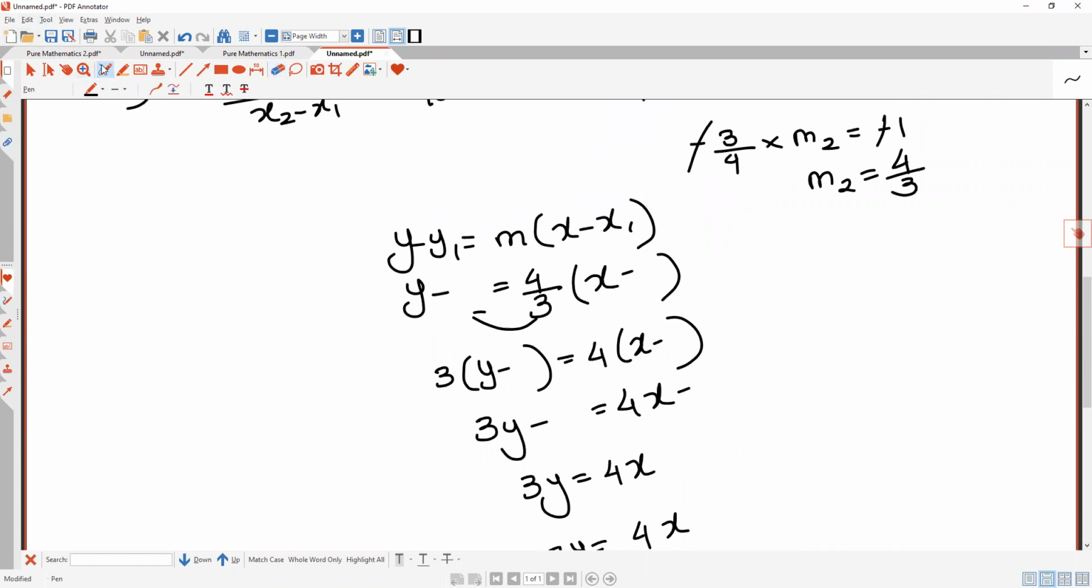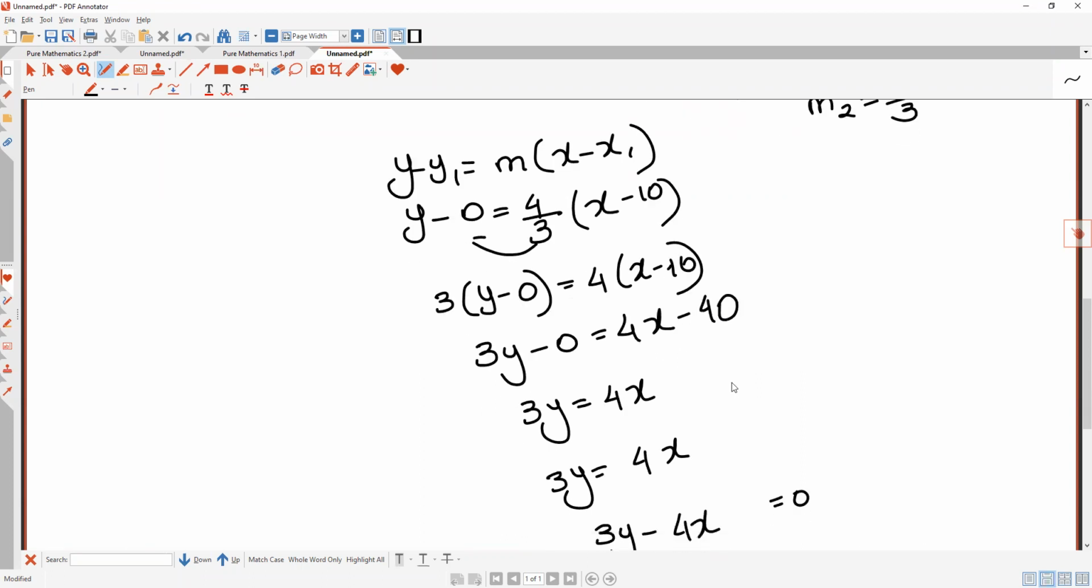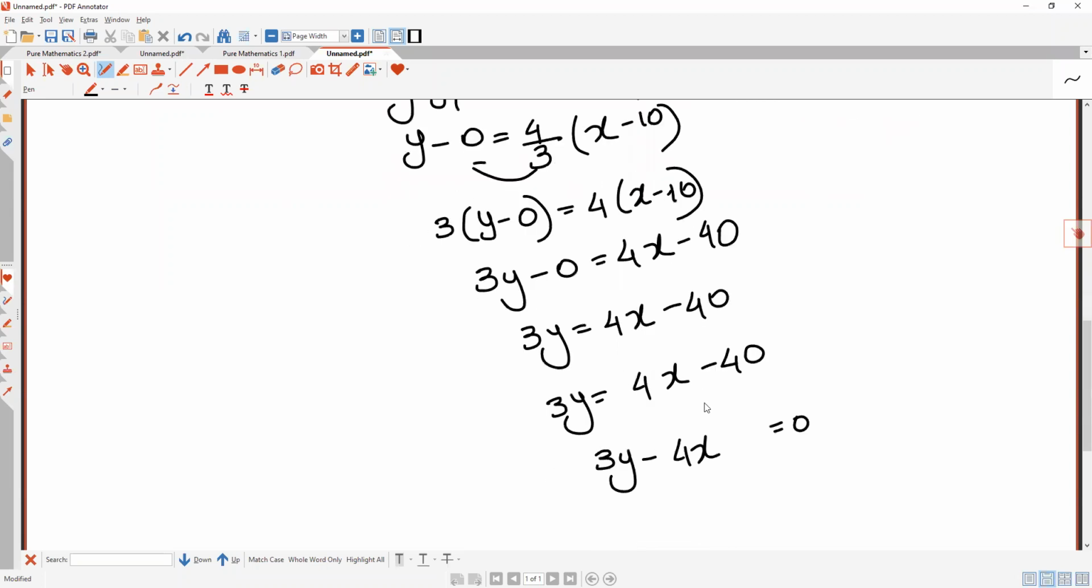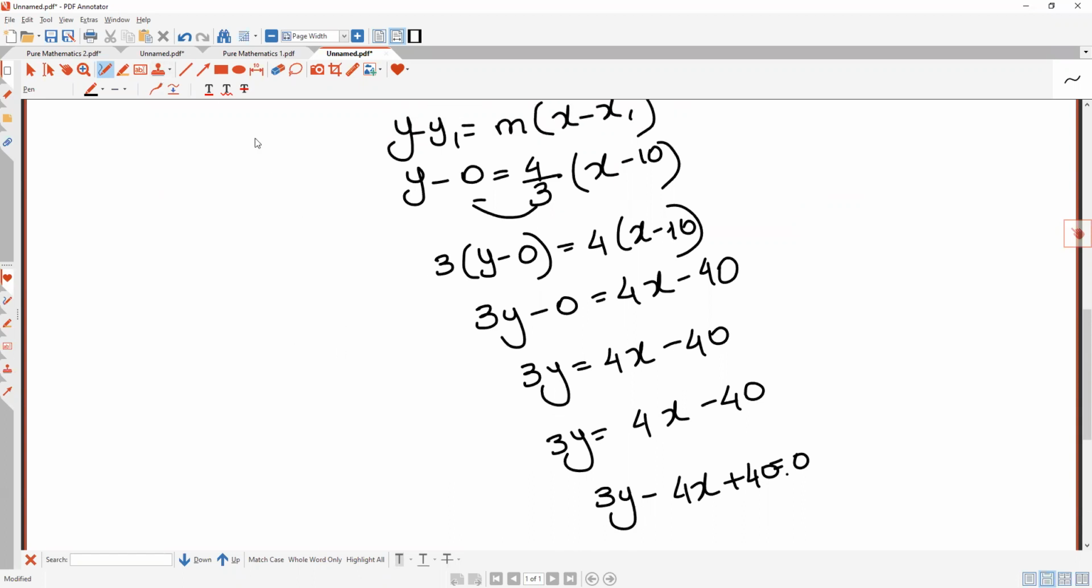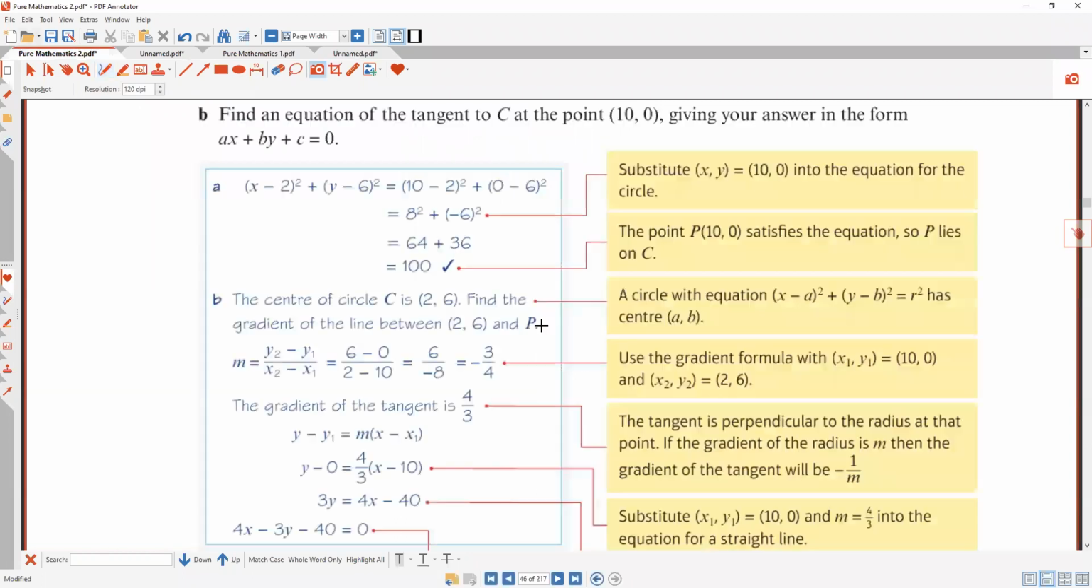Okay, so taking 10, 0, we get 0, 0, 10, 40. Bring the 40 over here, plus 40. So I'm pretty sure this is the correct answer. Everyone understood this concept? And the mistake I made over here? Yes. Okay, fine then.